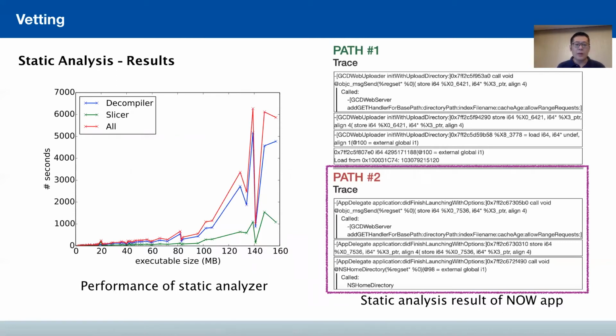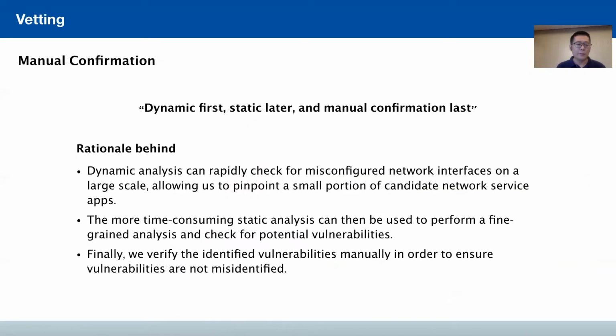This figure shows the static analysis result of checking the misuse of a GCD web server library. The green item in the figure indicates a harmless usage of this library. The brown item reports another misuse of this library.